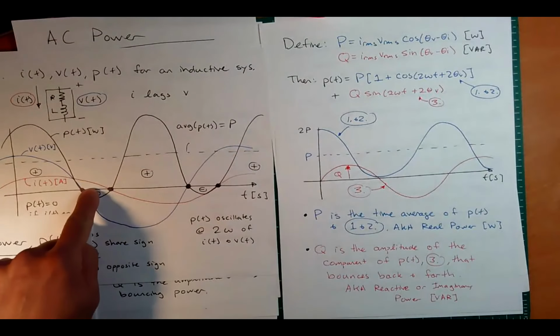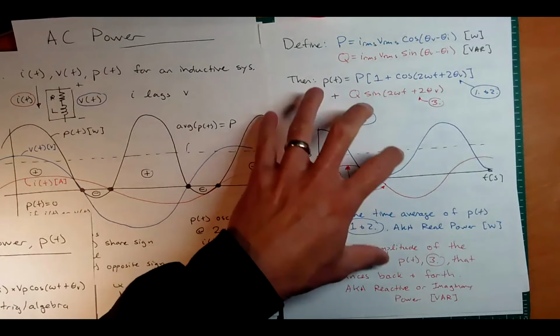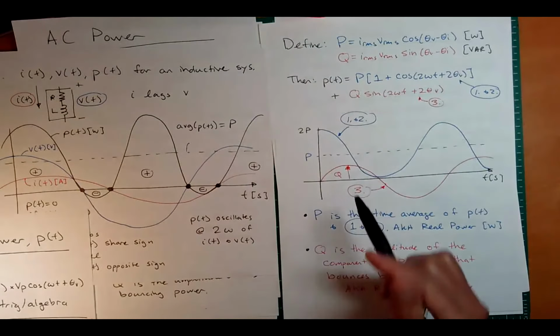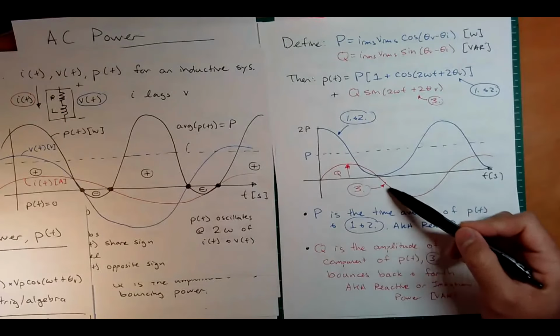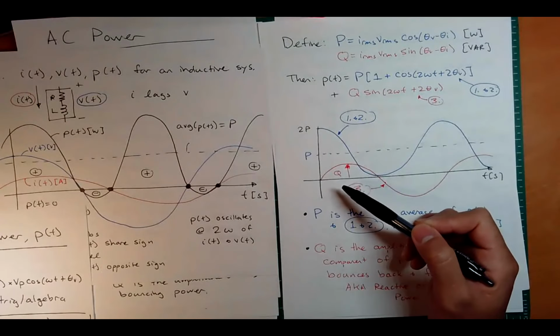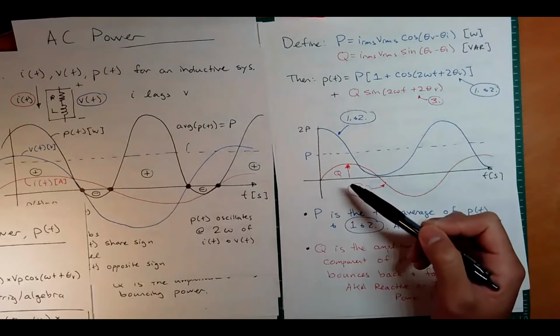Q, which you can't see on this plot, but you can see on this one when I dissect it out into these three components. Q is the amplitude of the component of the instantaneous power that bounces back and forth. Okay, that's what reactive power is.